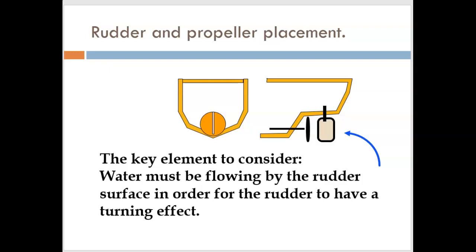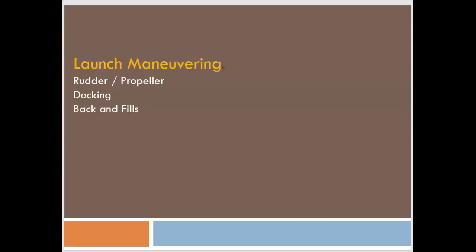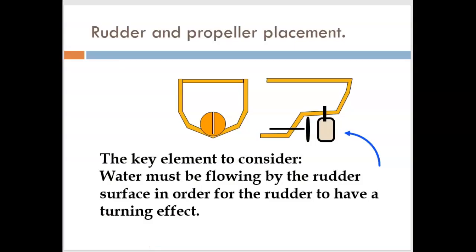We're going to talk about the rudder and the propeller. We're going to talk about some docking scenarios, and then back and fill maneuvers. You might have different names for that back and fill, but we'll talk about it. First of all, the rudder and the propeller. The key element to think about is that water has to be flowing by the rudder surface in order for the rudder to produce any turning effect.